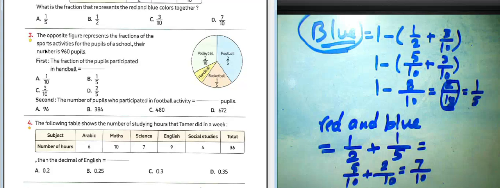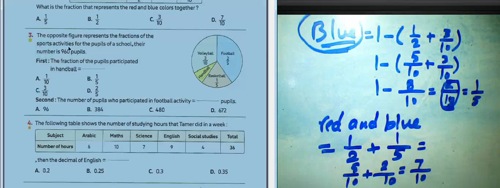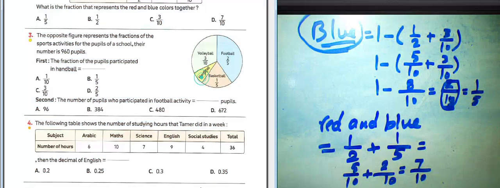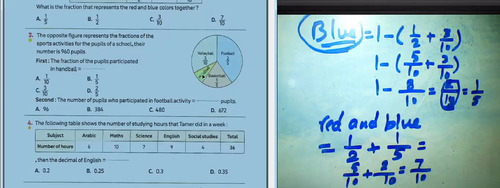Question number 3. The opposite figure represents the fraction of the sports activities for the pupils at a school. Their number is 960 pupils. First, the fraction of the pupils who participated in handball. Handball here is blank. To find the fraction about handball, we must add all fractions and subtract the result from 1. Okay, 3 over 10 plus 2 over 5 plus 1 over 5.